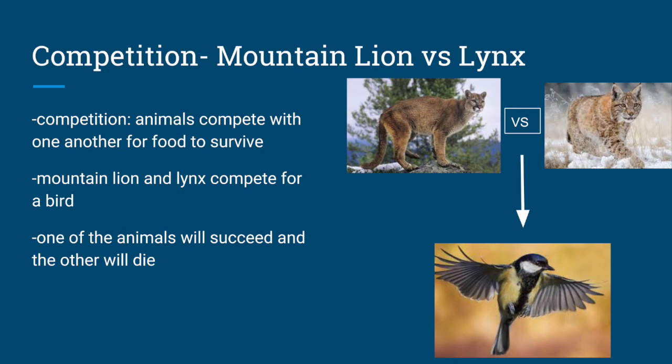Competition. Competition in an ecosystem is when animals compete with each other for a food source in order to survive. In the temperate grasslands, the mountain lion competes with the lynx for their prey, a bird. Either the mountain lion or the lynx will succeed, and if one organism loses, over time it will die.